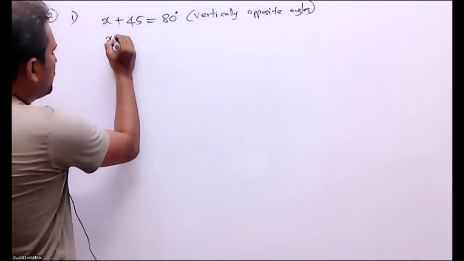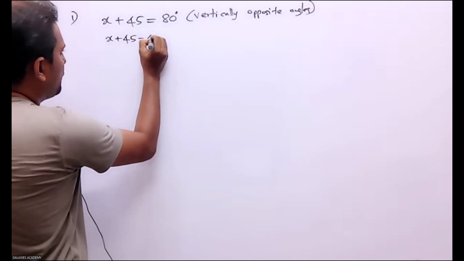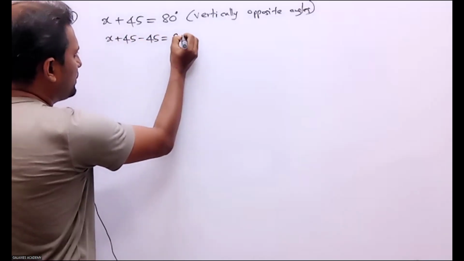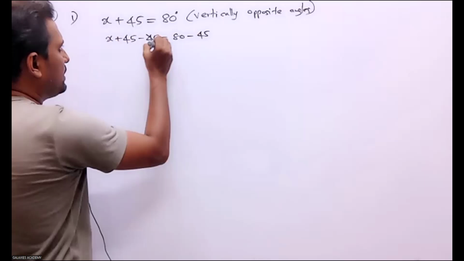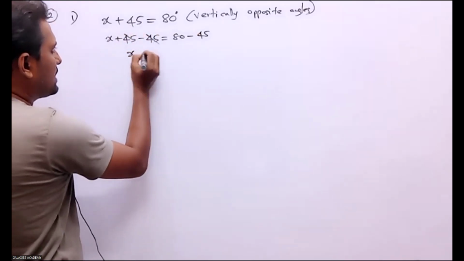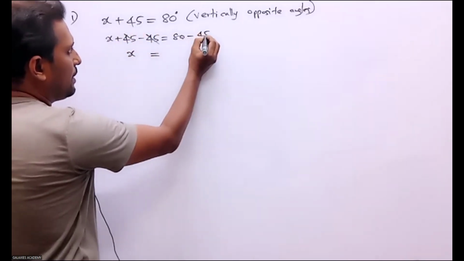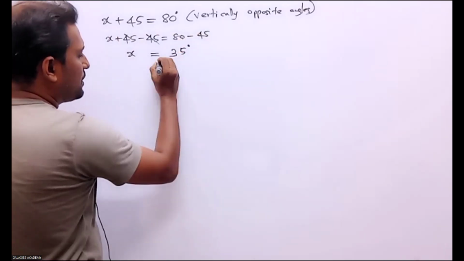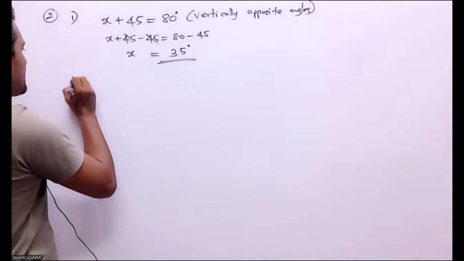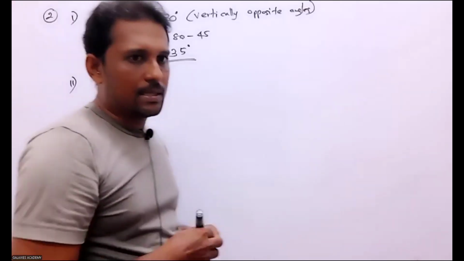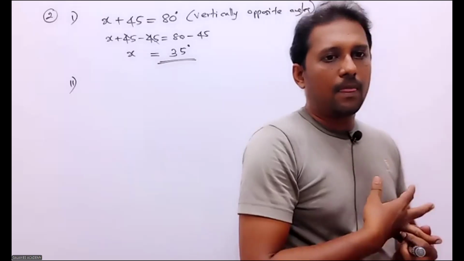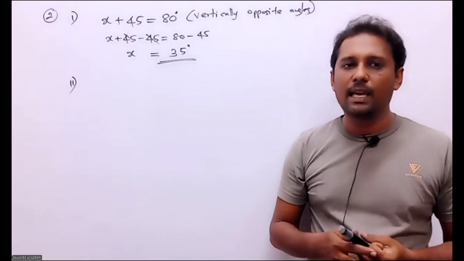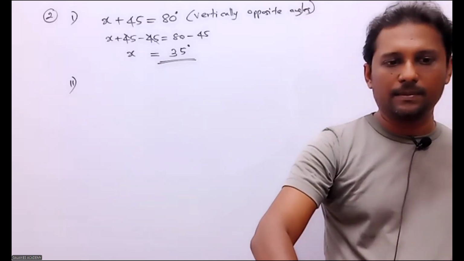45 we have removed, so on both sides you have to put minus 45. Then plus 45 minus 45 cancel. X equals 80 minus 45, which is 35. So what is the value of x? 35 degrees. Using the vertically opposite angles knowledge, you can get the answer.